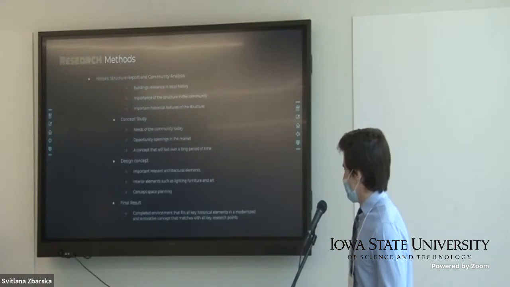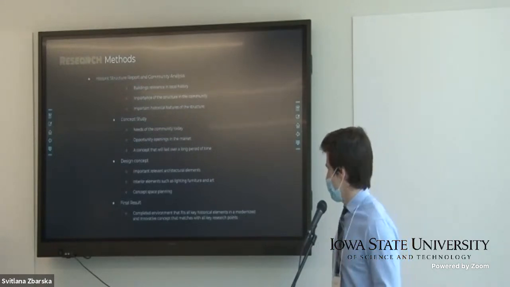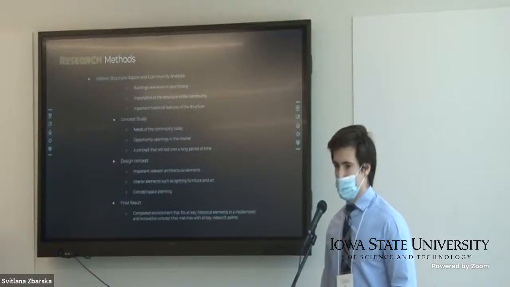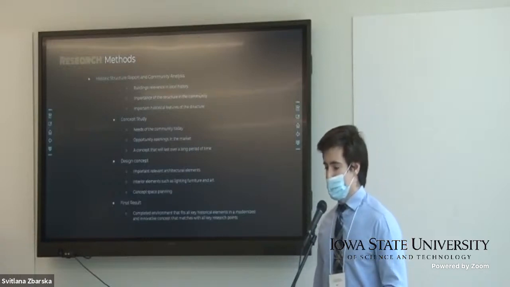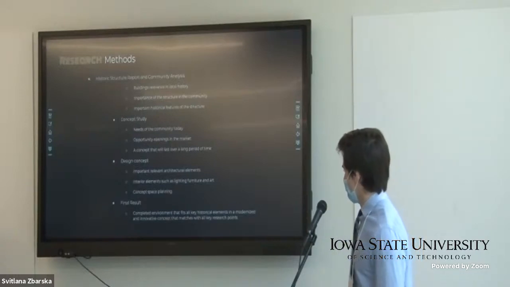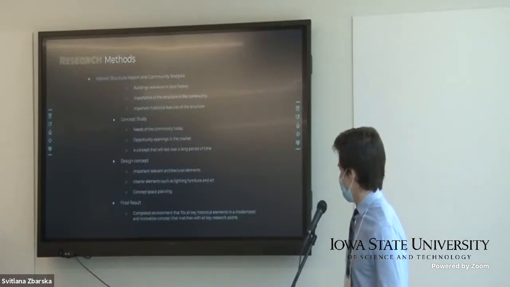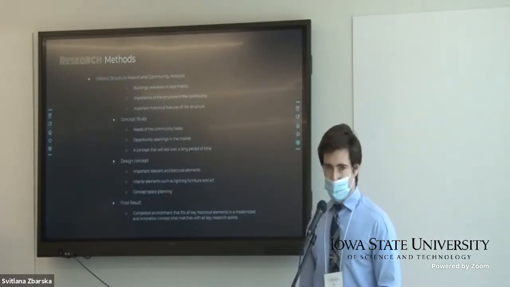And then the design concept is created to analyze important architectural features that you want to use. Interior elements such as lighting, furniture, and art are referenced and recreated in this new space, and concept space planning allows us to efficiently use the new interior space for our concept. And the final result is a completed environment that fits all key historical elements in a modernized and innovative concept that matches with all of our original key research plans.